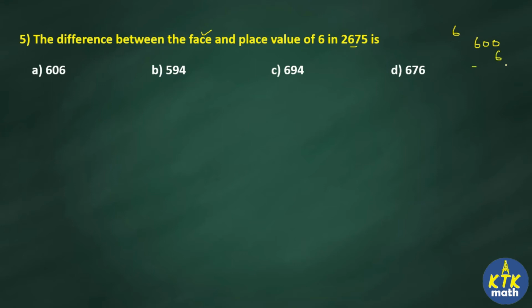You are going to subtract the numbers to find the difference. Sometimes they may ask you to add, or sometimes they may ask you for the product. So whatever is given there, you just apply the operation. 606, the difference is going to be 594. So question number 5 answer is option B, 594.